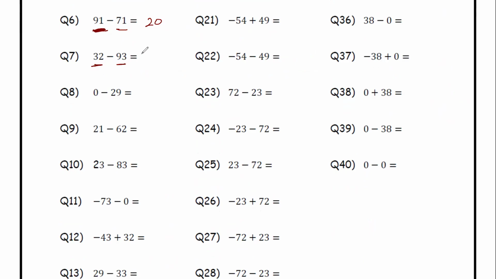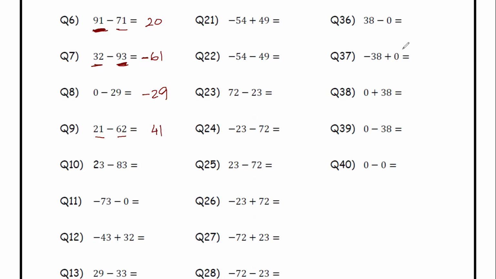32 and 93, the difference is 61. The result will have the sign of the bigger number. The bigger number is 93, so the sign of that is negative 61. This is negative 29.